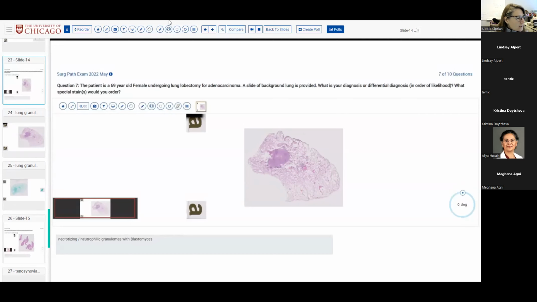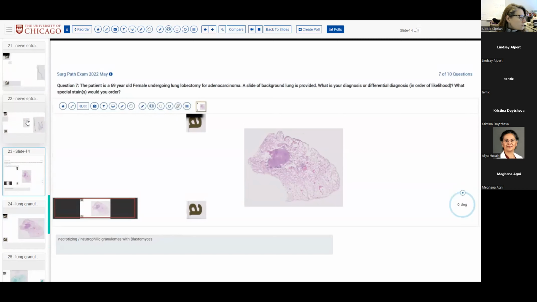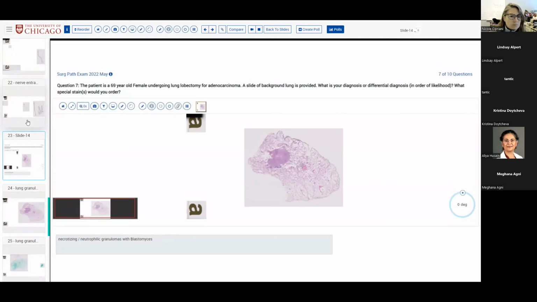Why kappa lambda when there is no plasmacytosis here? There were plasma cell infiltrates at the periphery. Yeah, I mean, I think any amount of inflammatory cell component at the periphery that is a lymphocyte or plasma cell should probably at least make you think about it.